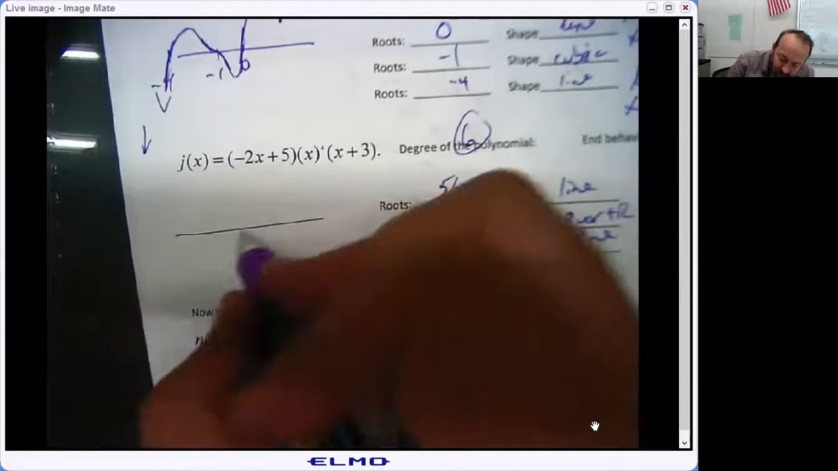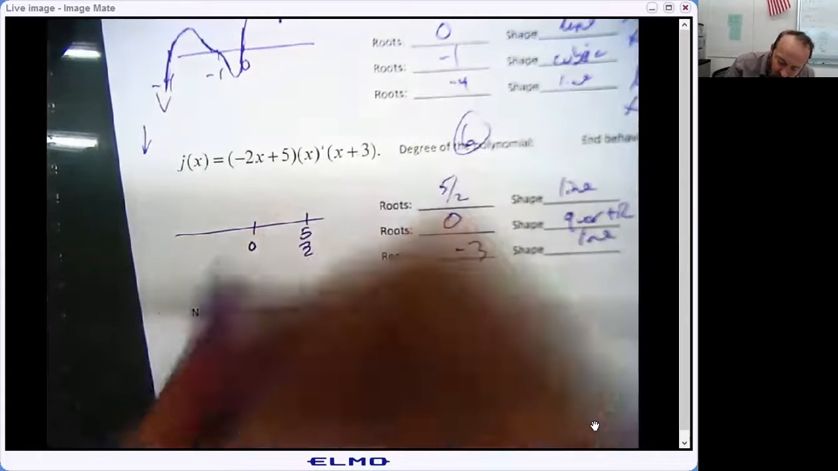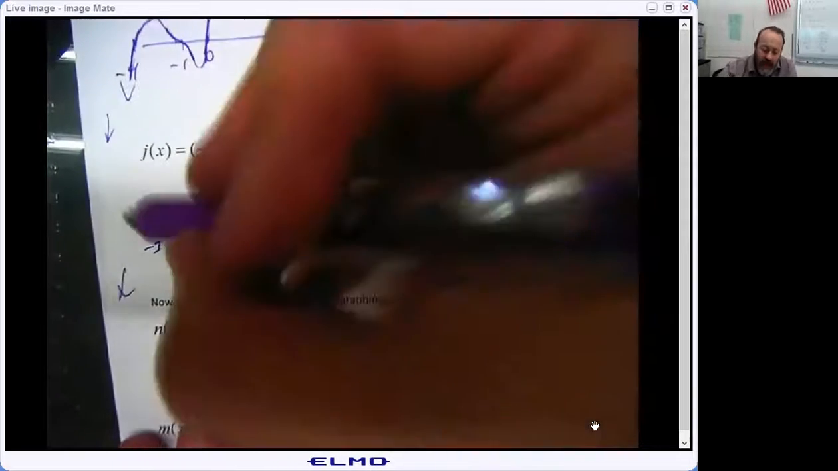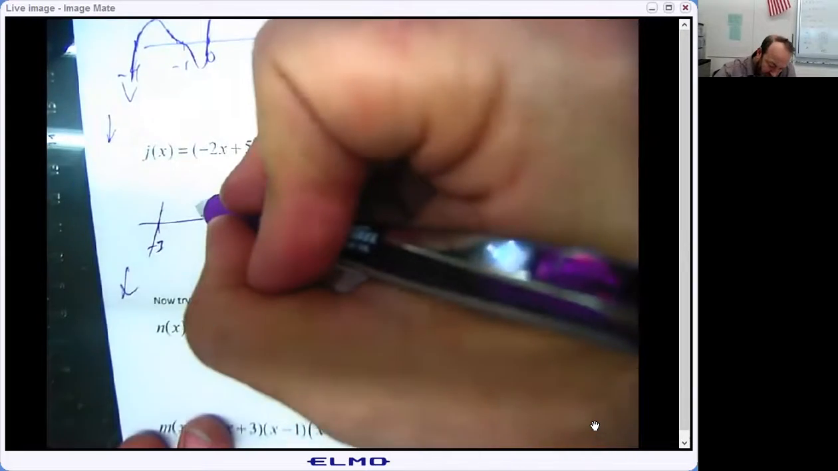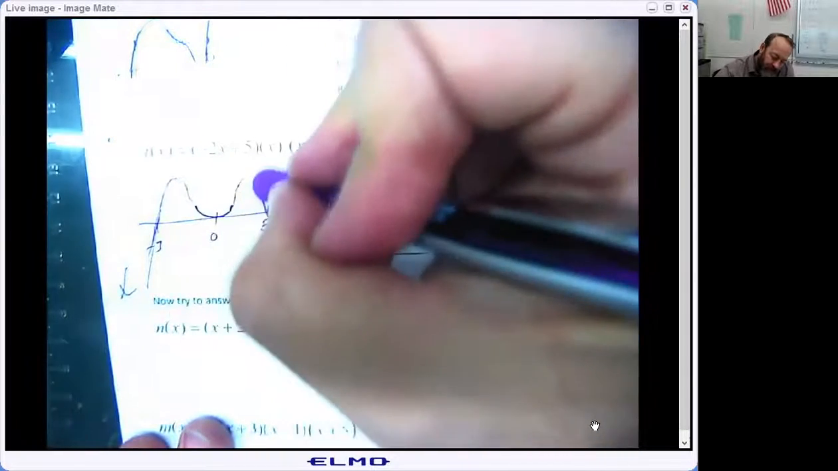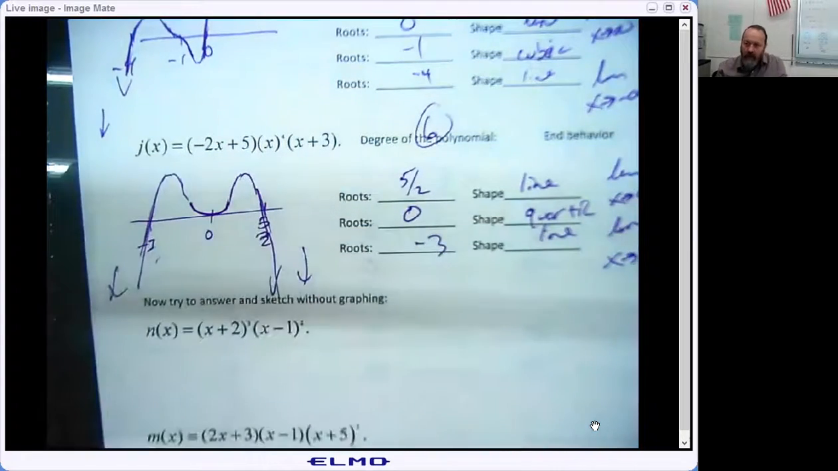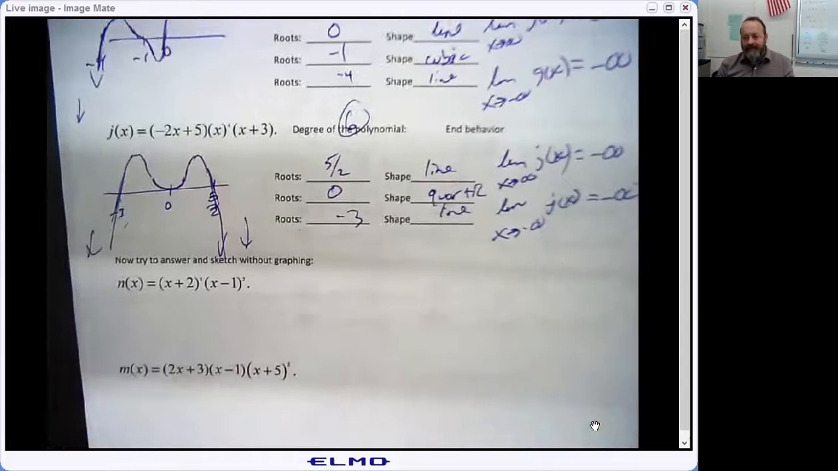So final answer here, I've got one root at 5/2. I've got one root at 0, one out here at -3. I said it's going to go down on both sides. So it had to come through like a line here. It had to go through like a line here, and it's going to have some kind of a flat looking parabola in the middle. So putting it all together, it's going to do something like this. Now, if you graph it, they might be a little higher or lower in there, but that's going to give you the general shape of that curve. And so that kind of gives you a little bit of an idea what it is.